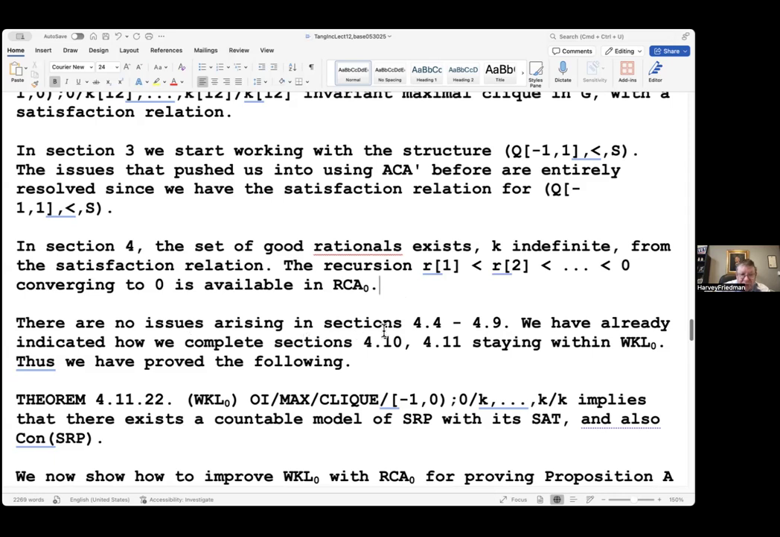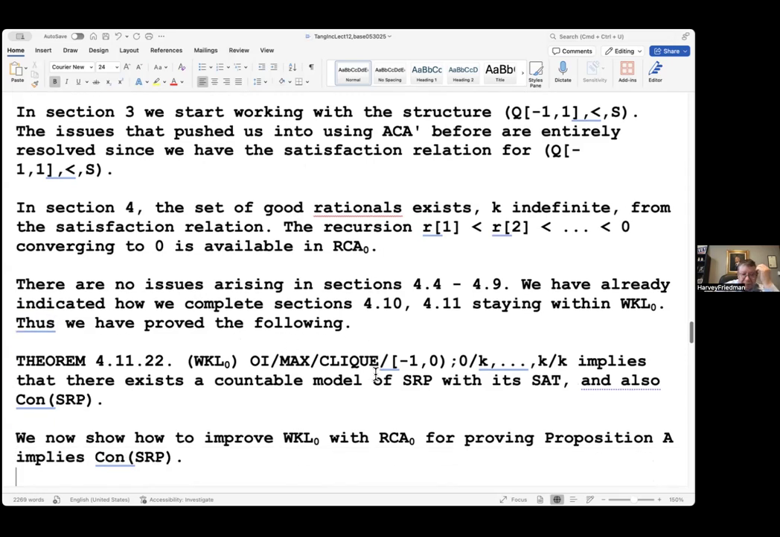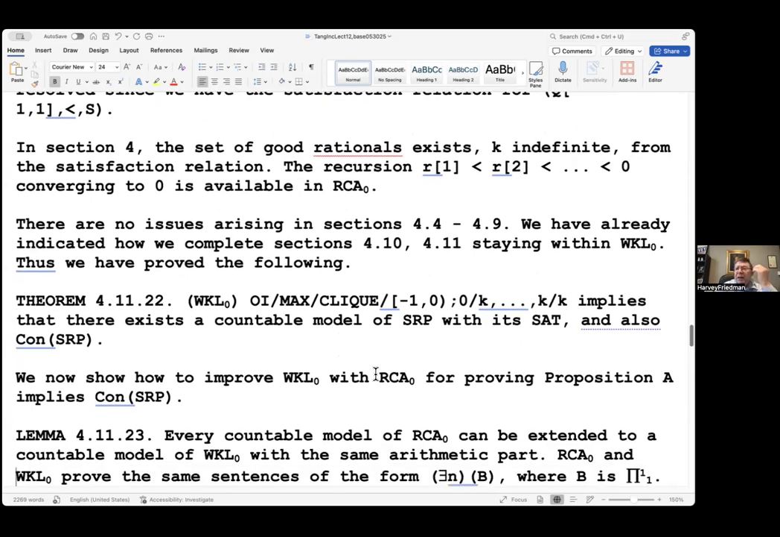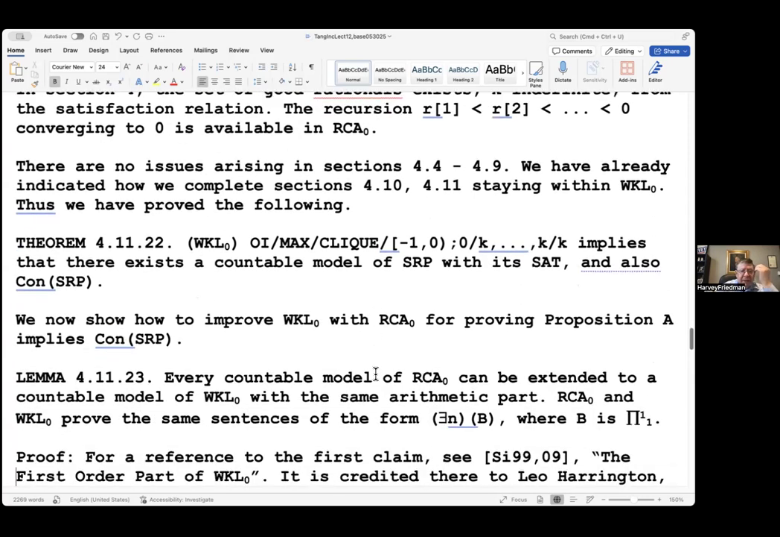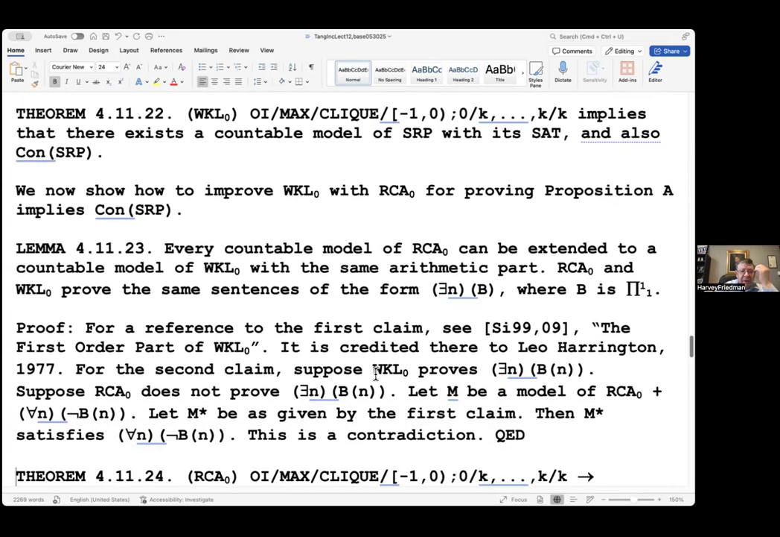Now, there's no issues arising in section 4.4 to 4.9. We've already indicated how we complete sections 4.10 and 4.11 staying within WKL naught. Thus, we prove the following. In WKL naught, the statement to be reversed implies that there exists a countable model of SRP with its SAT and also just Con SRP.